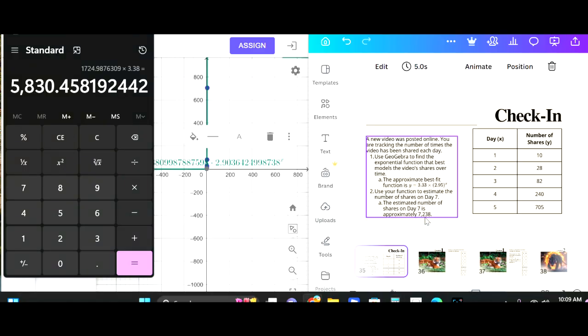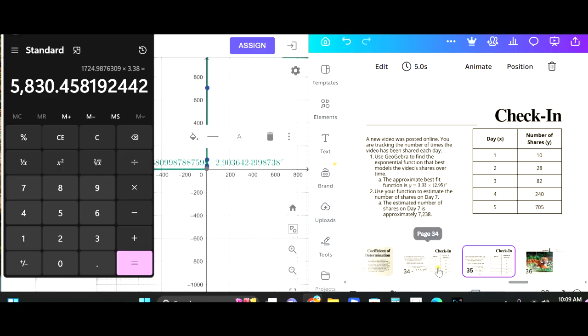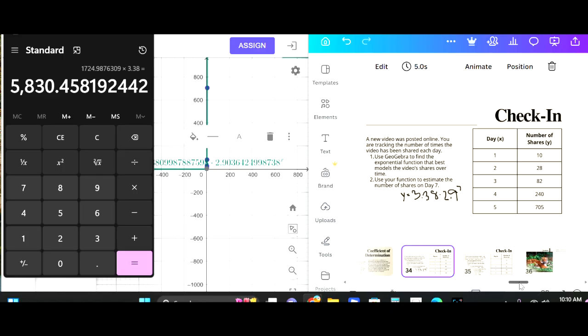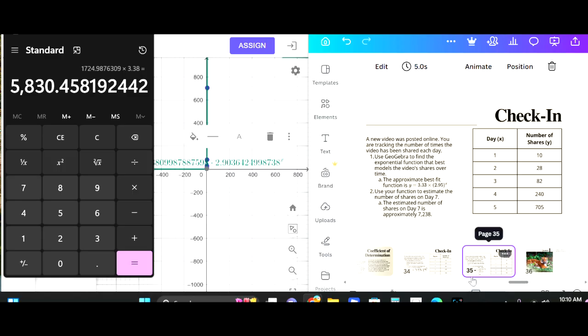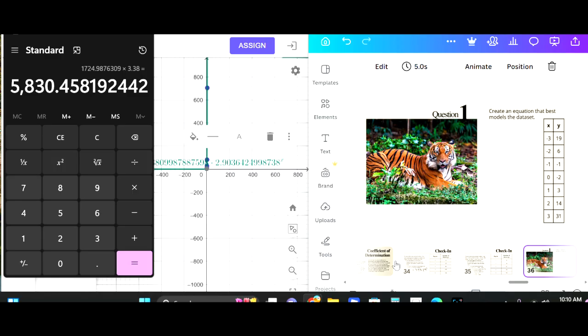Oh, they said 7,238. I probably did the math wrong. They've got 3.33. What did we get? 3.38. Okay, that would change it. 2.95. Okay, whatever, people. You know what? We know how to do it.